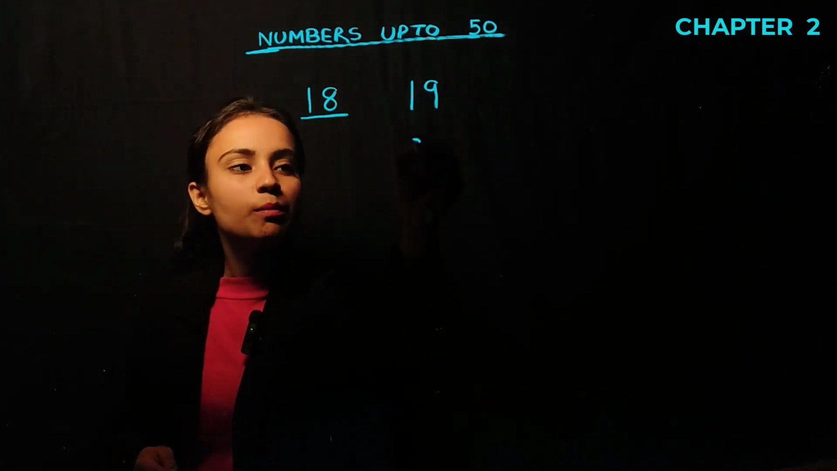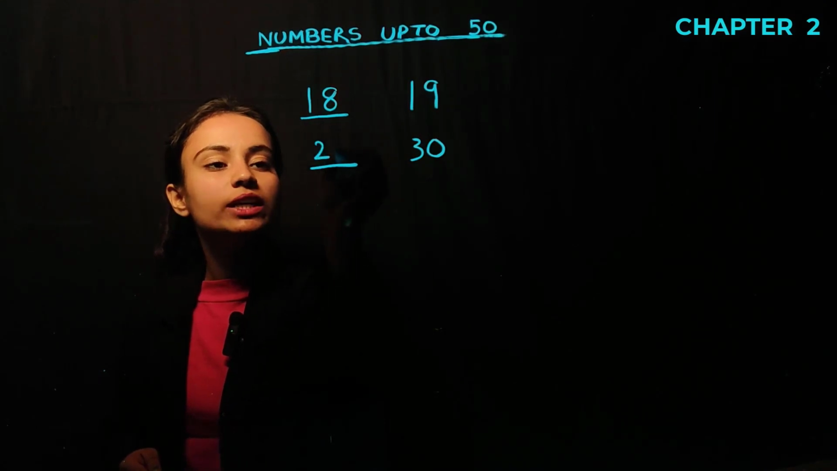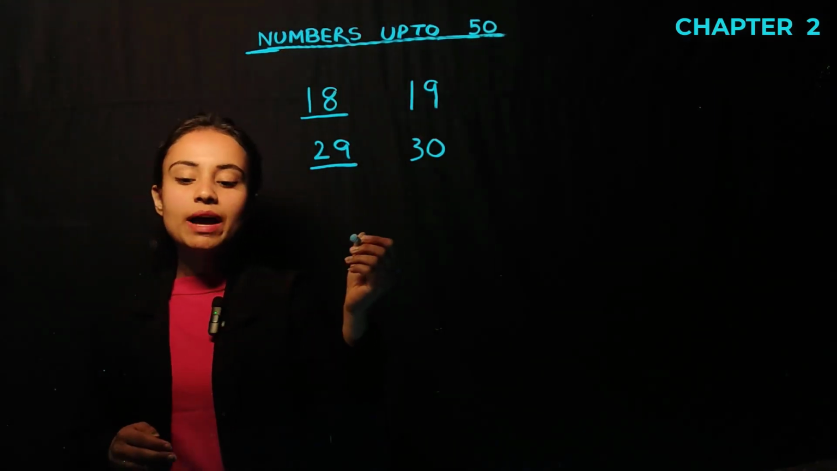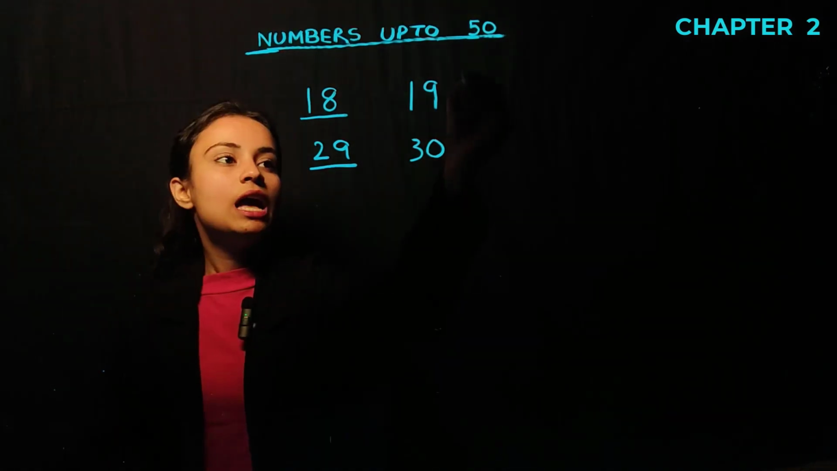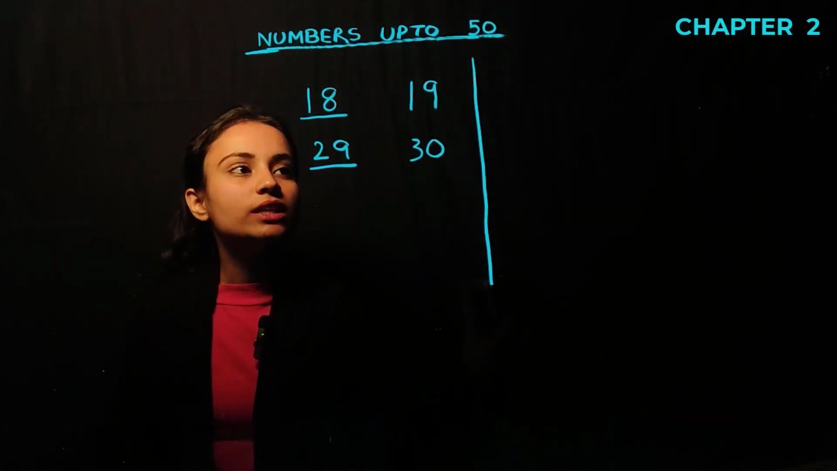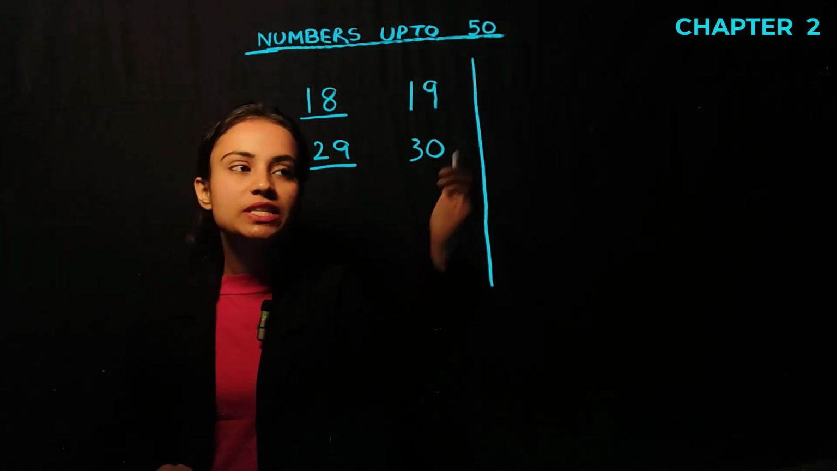Similarly, the next number is 30. Before 30 we have 29, so we'll write 29 here. In the similar manner, you have to do the rest of the parts. So I hope you can do it by yourself. And in the next one, we have to write the numbers which come after. So here we have to tell what comes after.